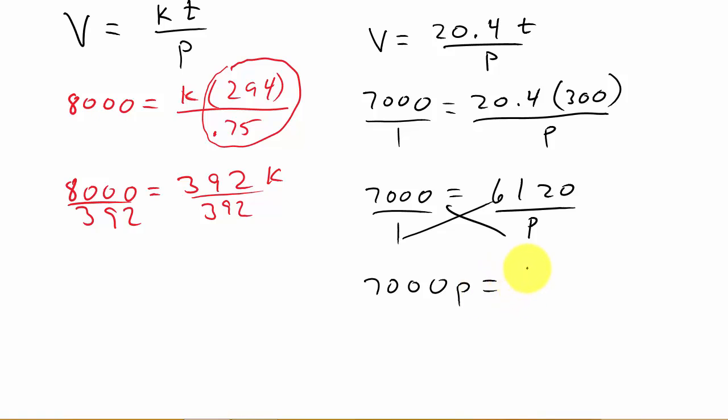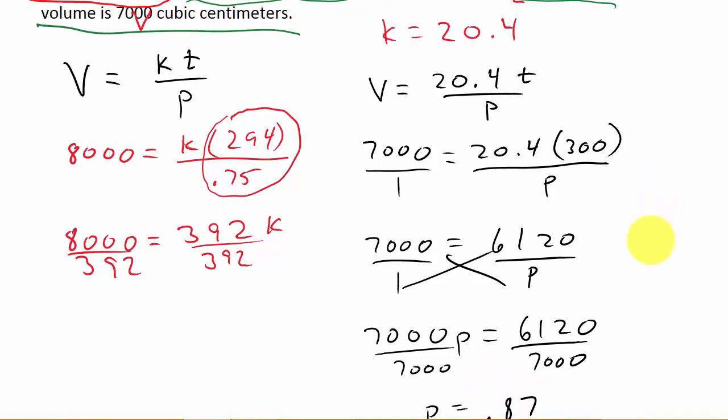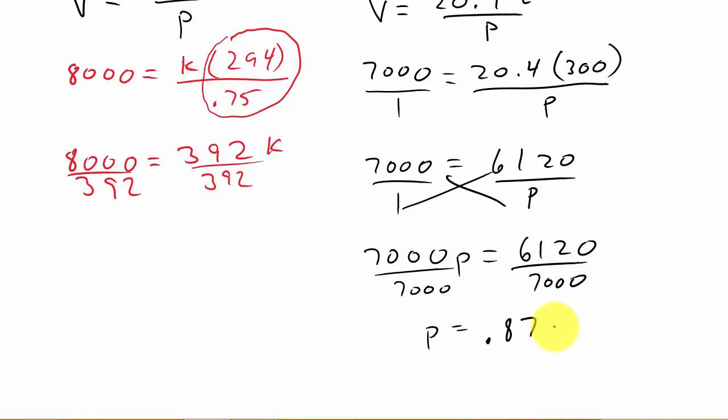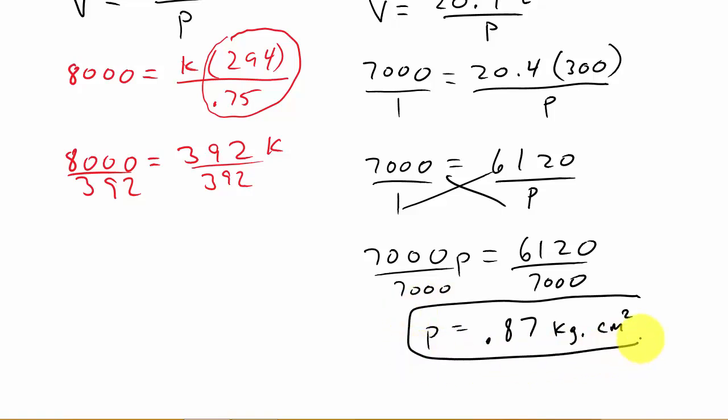So that's 7,000 P equals 6120. Divide by 7,000, and so I get P is, and I'm going to round it to 2 decimals, 0.87, and that's the pressure, and that's in kilograms per square centimeter. And there's your answer.